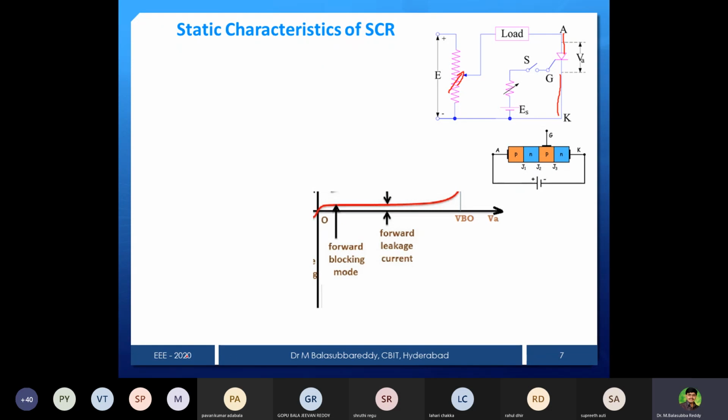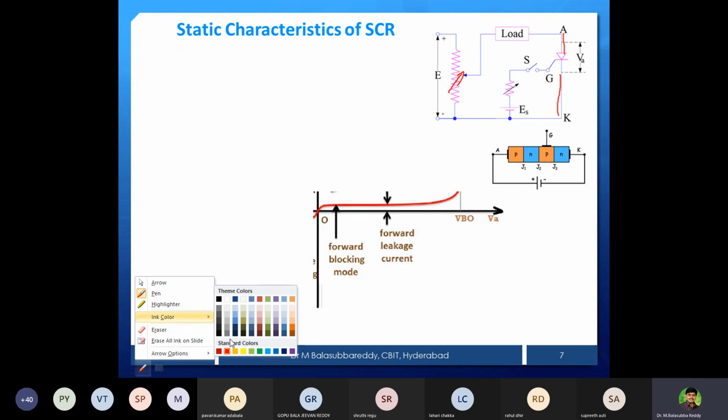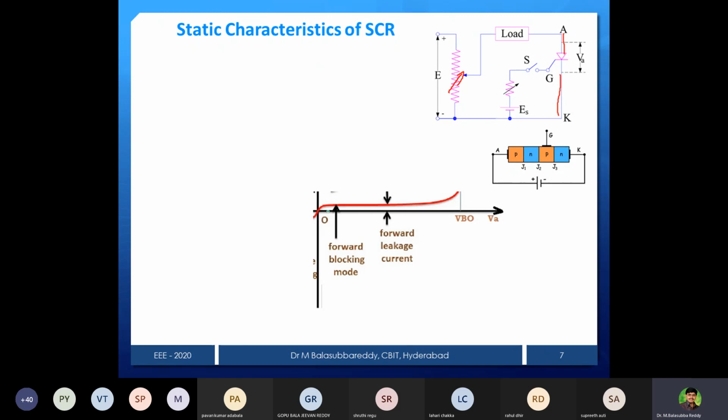That's why I have shown some gap here, instead of drawing directly on the x-axis. That gap represents the leakage current. If I increase the anode to cathode voltage gradually, the leakage current will also increase. Why does leakage current happen?